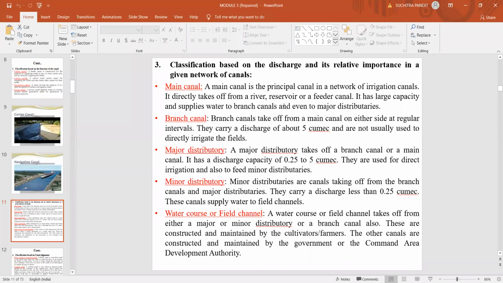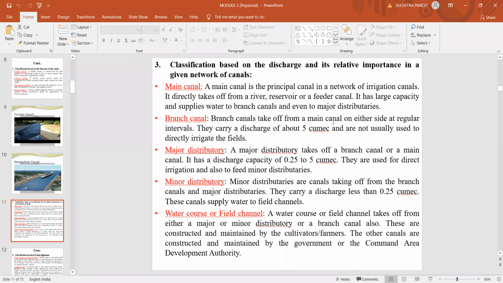Main canals carry heavy discharge of the order of about 25 to 30 cumecs, which cannot be directly utilized for agriculture purpose. It has to be diverted to small canals or the feeder canals. Next is the branch canal.